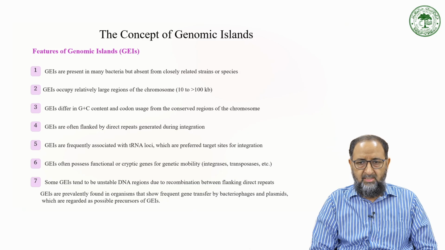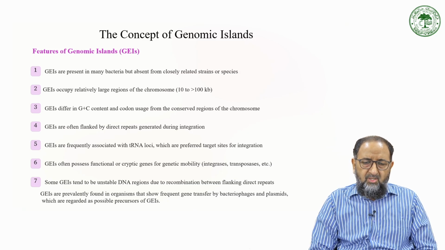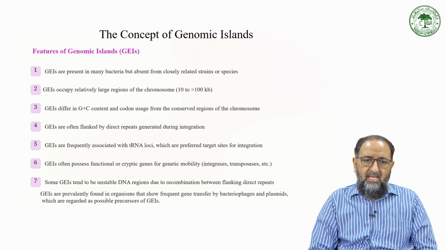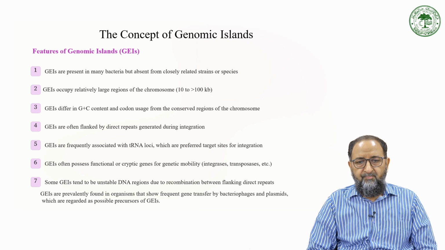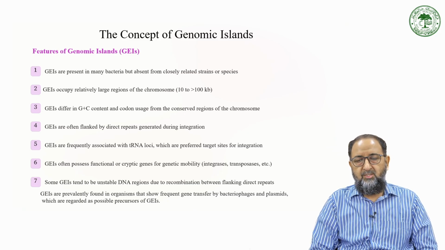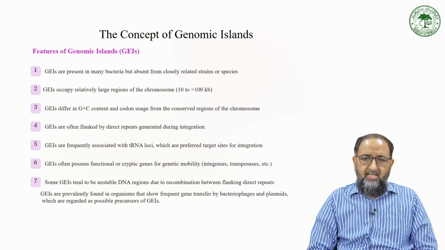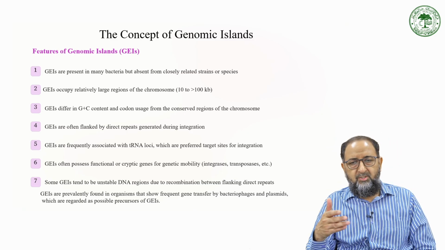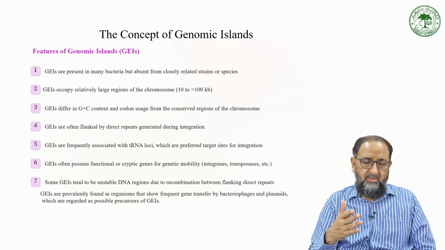through transposons and integrons. Now some of the genomic elements tend to be unstable DNA regions due to recombination between the flanking direct repeats, and these GI are prevalently found in the organisms that show frequent gene transfer by bacteriophages and plasmids, which are regarded as a possible precursor of GEI. Now here the role of bacteriophages is also important, because we will talk about the transduction process maybe in the next topic.